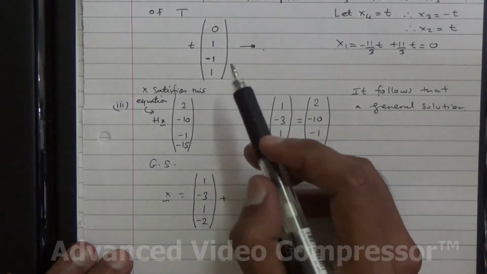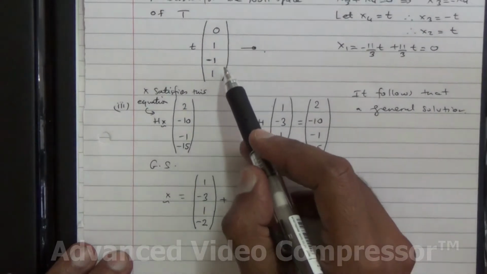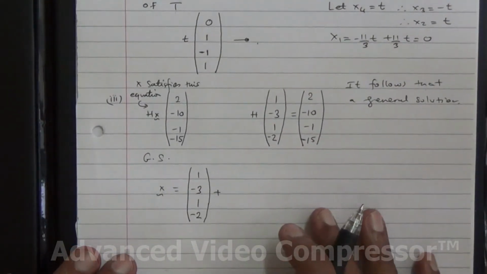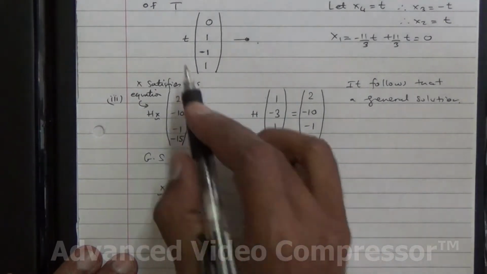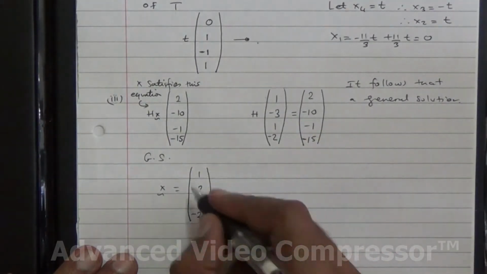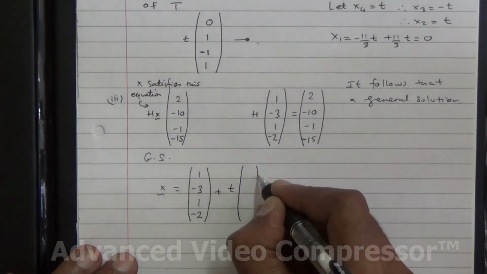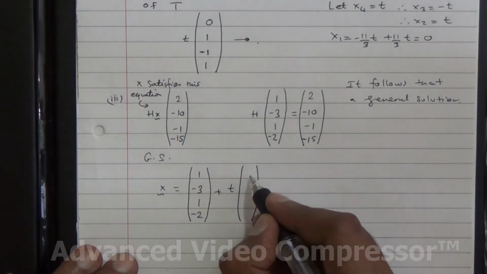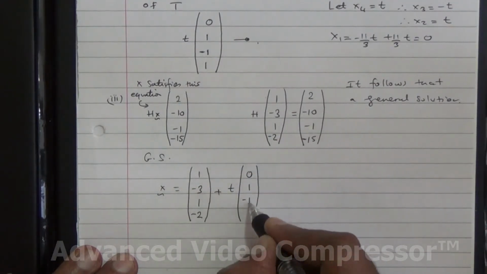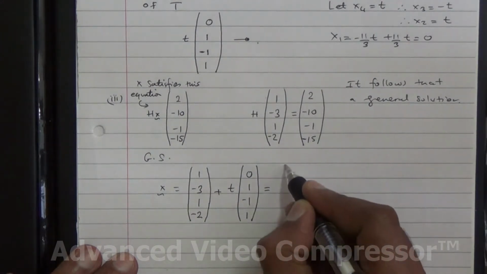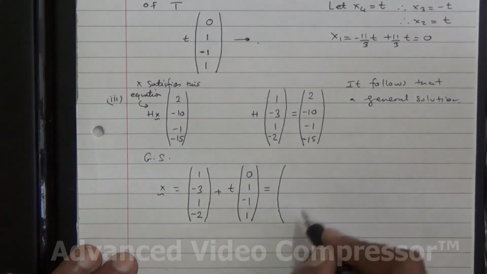Remember, we had a vector in the null space. This was the nullity, null space. So for the null space vector, the parameter was t. You may leave the parameter as t if you want. So t times the vector in the null space, so we have 0, 1, minus 1, 1. If you multiply this, this is what you end up with.